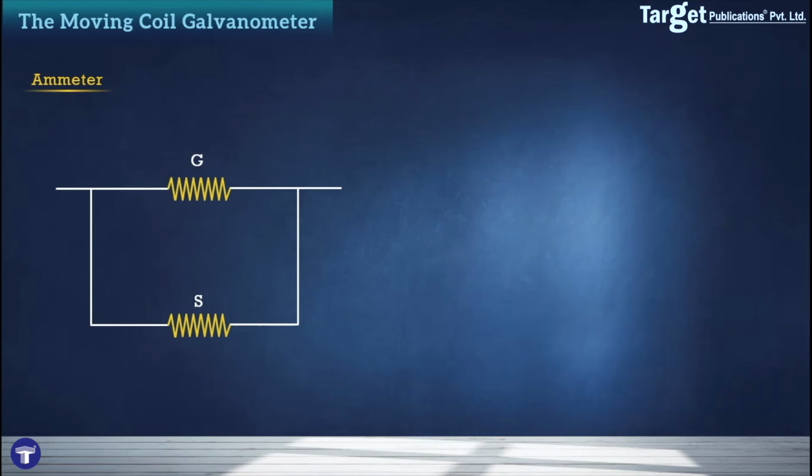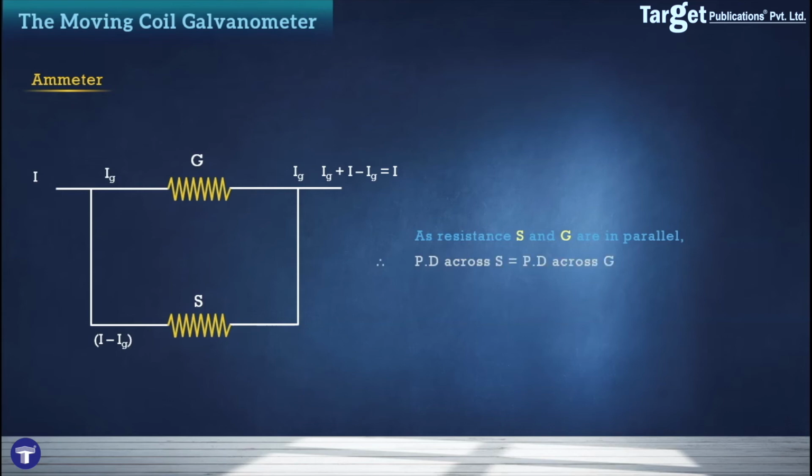So here, as you can see, when the current enters this entire instrument, Ig will pass through the galvanometer and the remaining I minus Ig will pass through S, because S is a shunt, it has a small value, so most of the current is passing through S. Now I can see that as resistances S and G are in parallel, the potential difference across G and across S will be exactly the same because they are connected between the same 2 points.